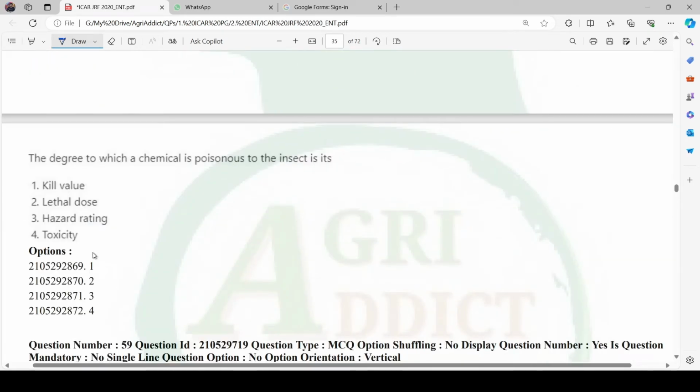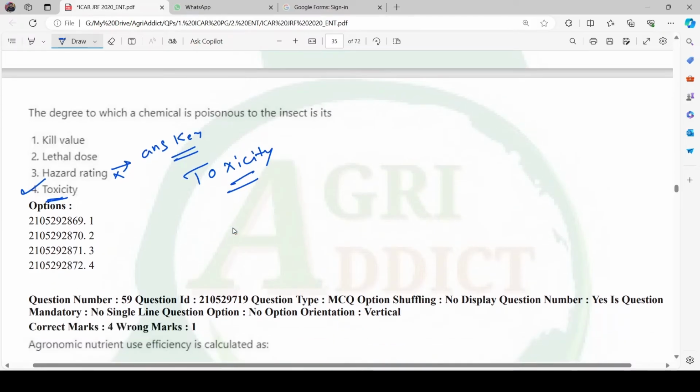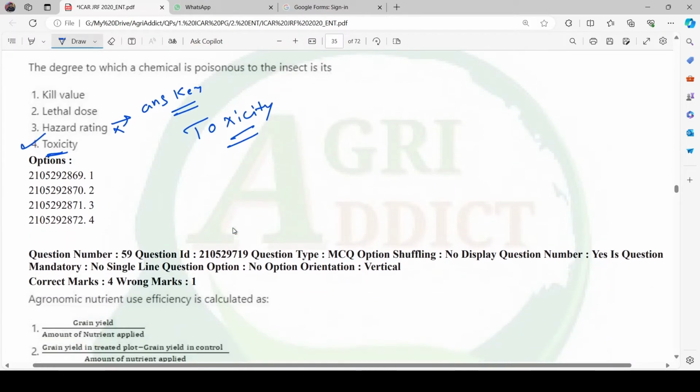Question number 58: the degree to which a chemical is poisonous to insect is, it should be toxicity, but in the answer key it is given as hazardous rating. So I'm sure that the answer key is wrong. Toxicity is the degree to which a chemical is poisonous to insect. Toxicity should be the correct answer according to me. So I think you should not go with the answer key for this question.